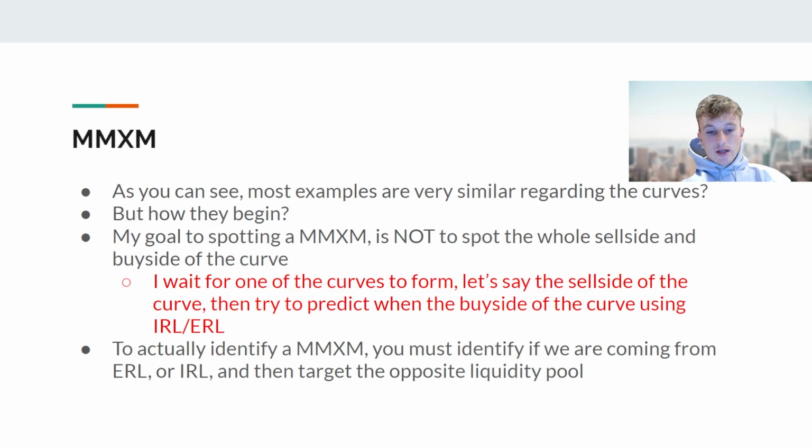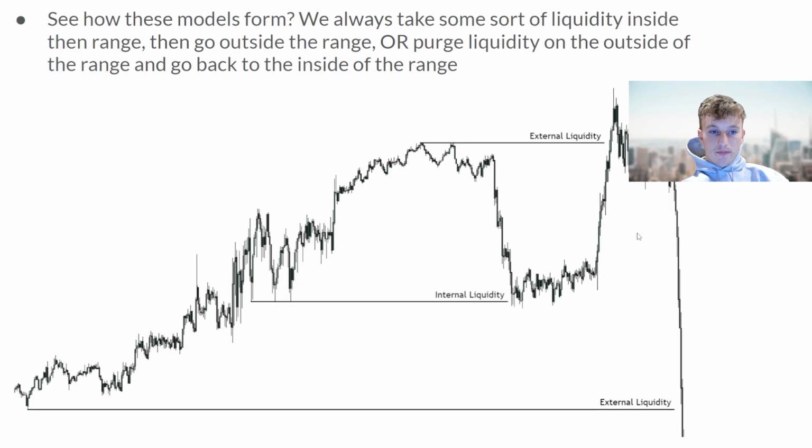And that's that. Delivering from the internal is usually hindsight, but it's not hindsight because I know we still have to go hit the external, which is not usually hit yet. So you must identify where we're coming from, and then you target the opposite liquidity pool. So if we're coming from ERL, you target an IRL. If we're coming from IRL, you target ERL.